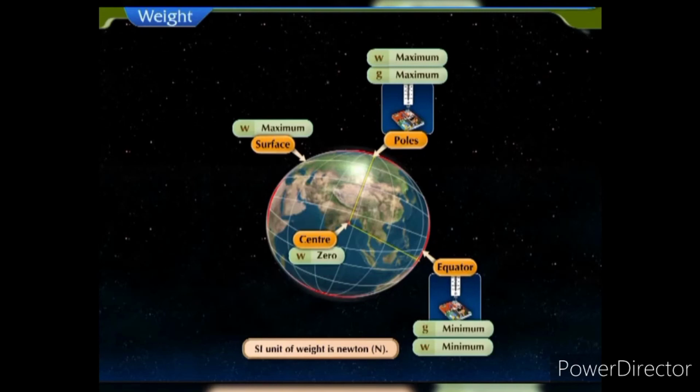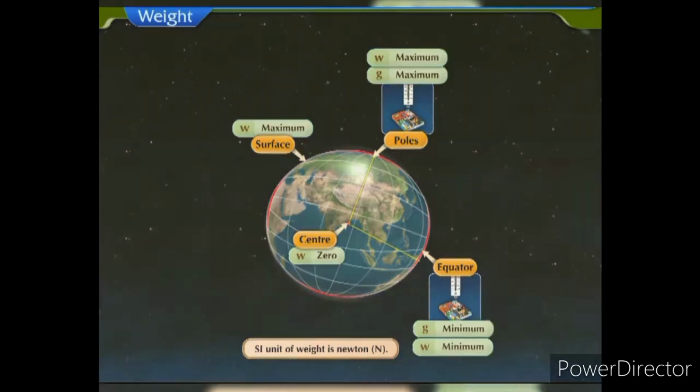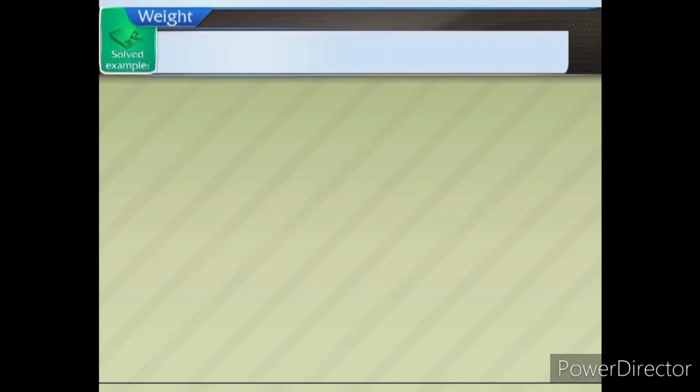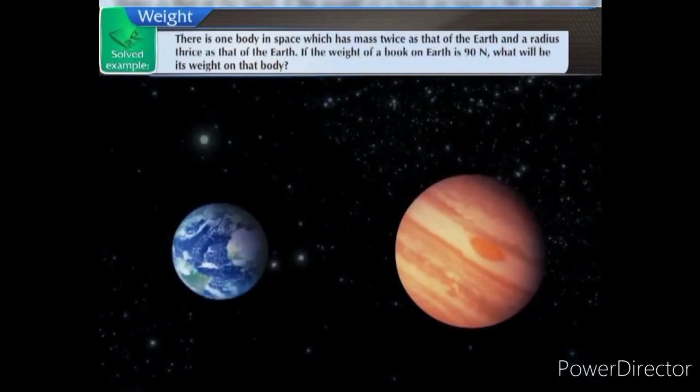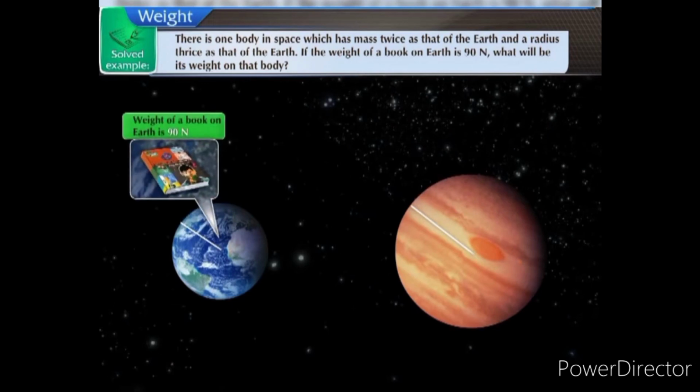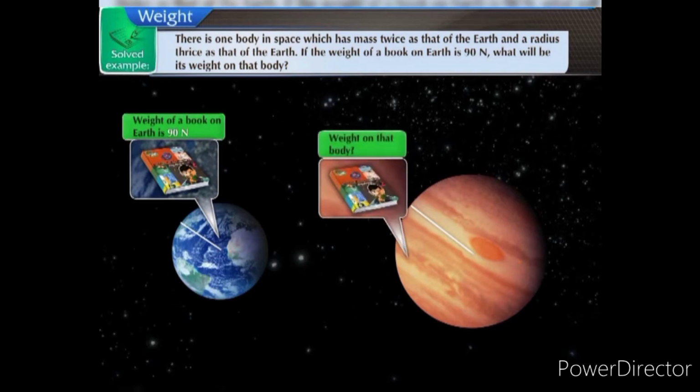Let us solve an example to understand the weight of a body changes from place to place. Solved example. There is one body in space which has mass twice that of the earth and a radius thrice that of the earth. If the weight of a book on earth is 90 Newton, what will be its weight on that body?